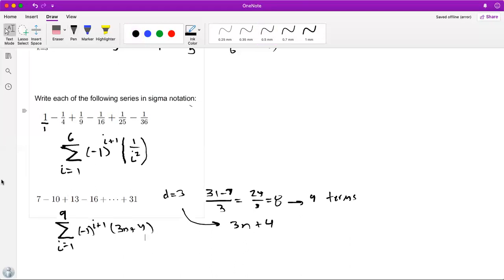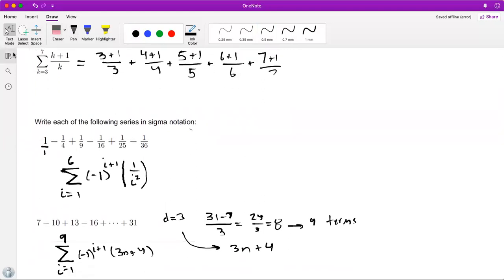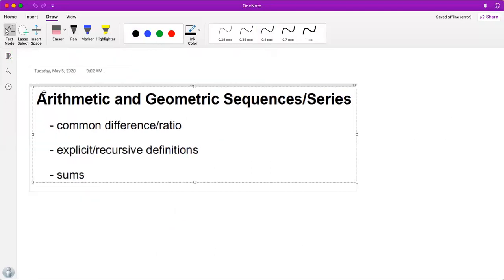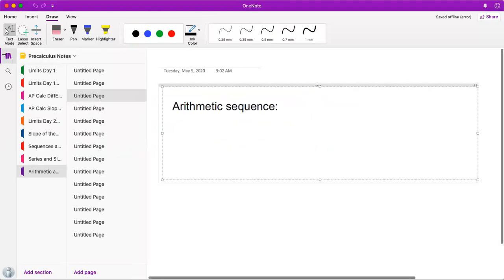So that is our little review of how to write series in sigma notation and how to evaluate sigma notation. This is today's topic, arithmetic and geometric sequences and series. They're the two most common kinds of sequences and series, and we have some formulas for them. We have formulas for finding the nth term and formulas for finding sums of these things, depending on what the question is asking for. So we're going to see what those are. The next two slides are going to be really important ones for your reference moving forward.